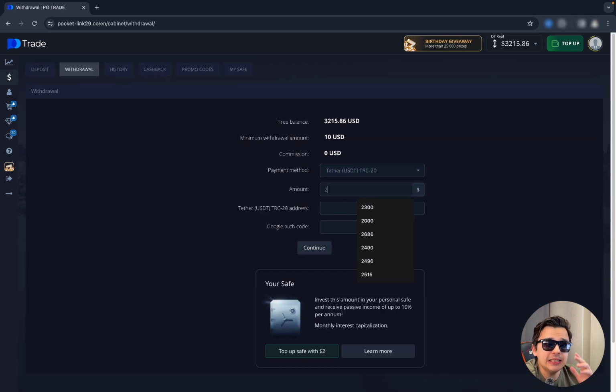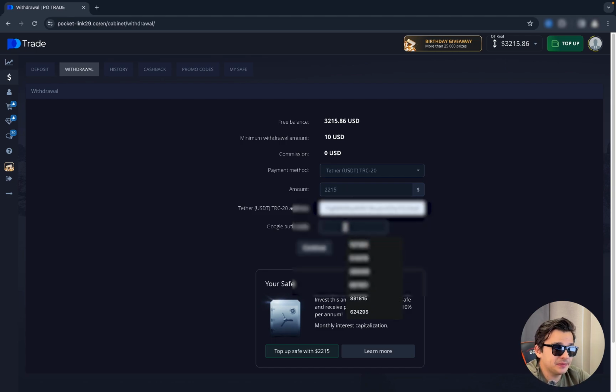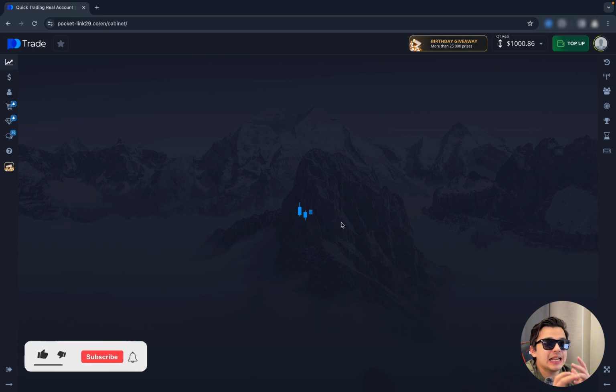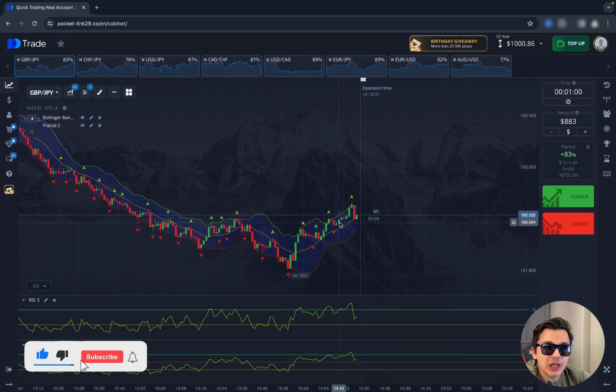Today's profit is $2,215. The withdrawal operation is being successfully proceeded. That was the trading for today with the use of these indicators.